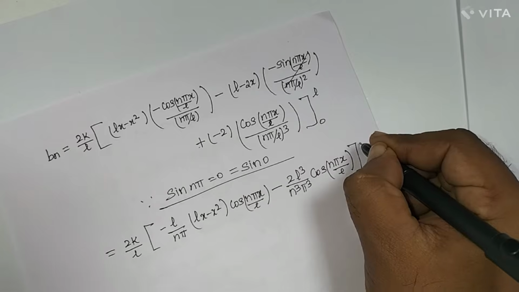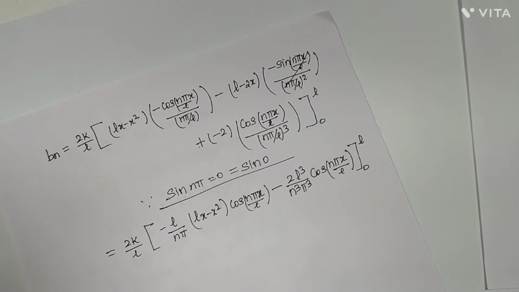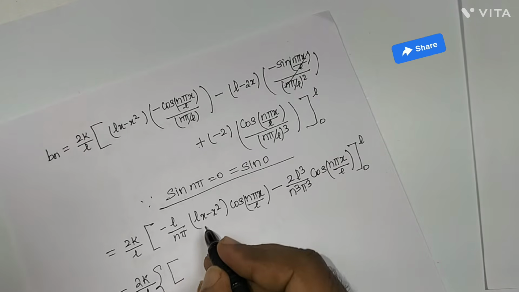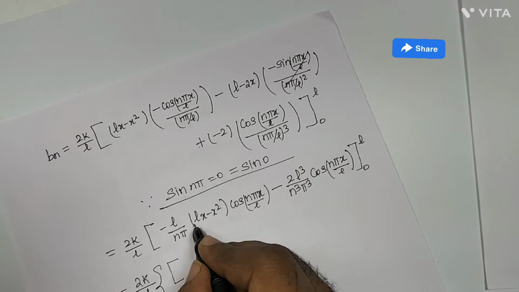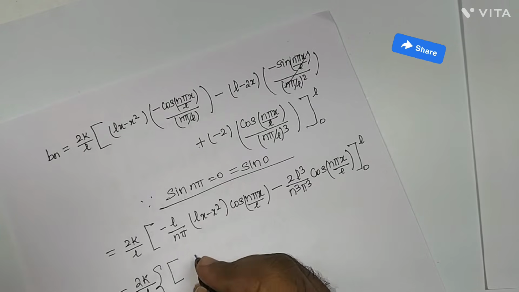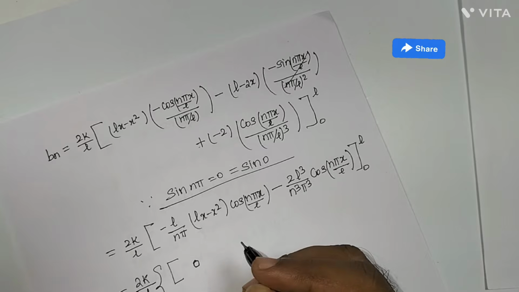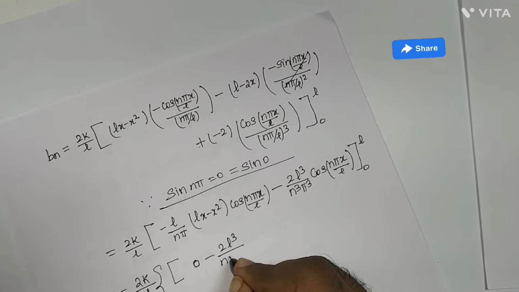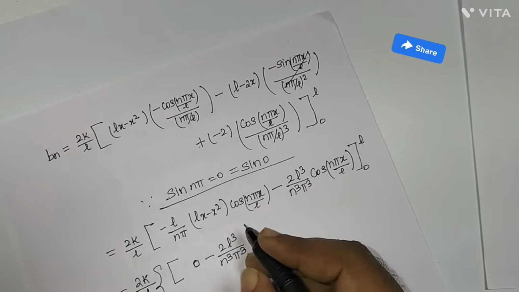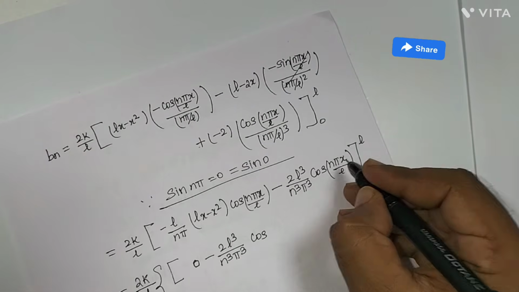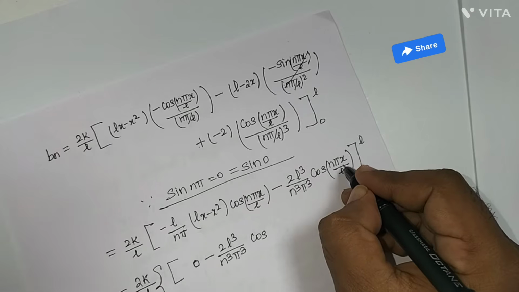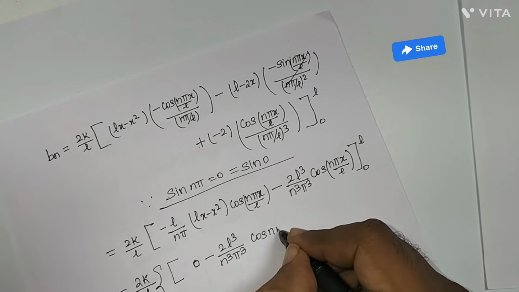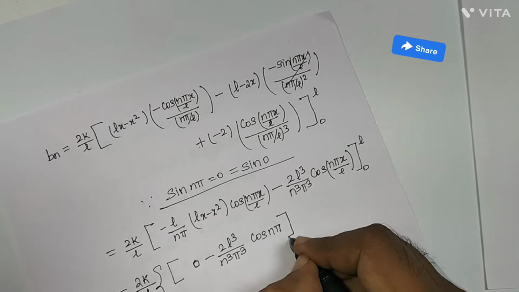So first I am going to apply the upper limit: 2k divided by L. When substituting the upper limit, here x equal to L, now L into L square, here also L square, the first term is 0. Here we can write minus 2L cube divided by n cube pi cube and cos, when substituting x equal to L here, L will cancel, you will get cos n pi. So upper limit over, and minus of lower limit.